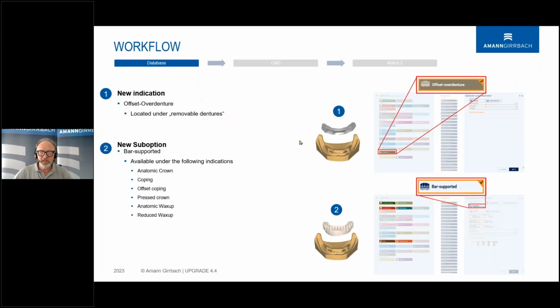Where do you find this indication? The offset overdenture is at the beginning in the database. This is one more feature in the removable part. And the bar supported is on the right side between options and parameters. If you click bar supported, you will be guided with a special workflow to design this kind of constructions.